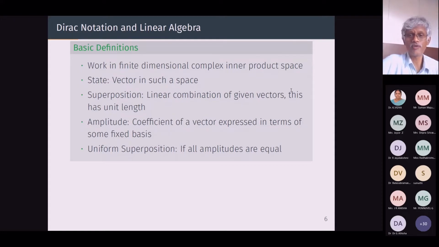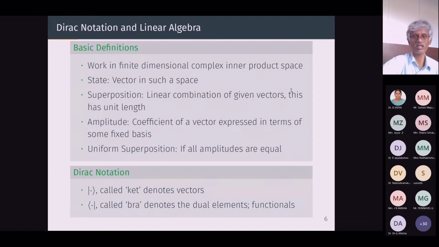So amplitude is a coefficient of a vector expressed in terms of some fixed basis. So if you look at the uniform superposition E0 plus E1 by square root of 2, the amplitude of E0 is 1 by root 2, the amplitude of E1 is 1 by root 2, right? So this is the uniform superposition, and there is some other terminology also which will appear later. So this means that all the amplitudes are equal. So you can have various unit length vectors, right? But the uniform superposition is the one in which all the basis elements appear with equal amplitudes, if you express it in terms of a standard basis.